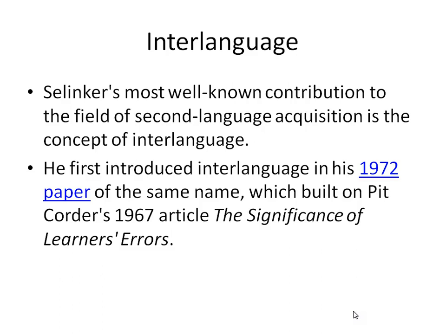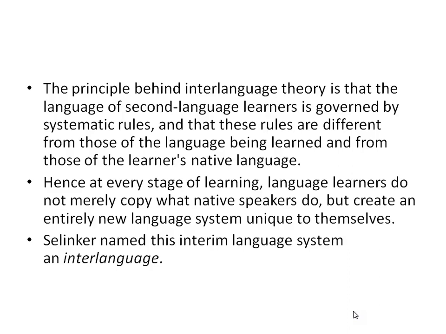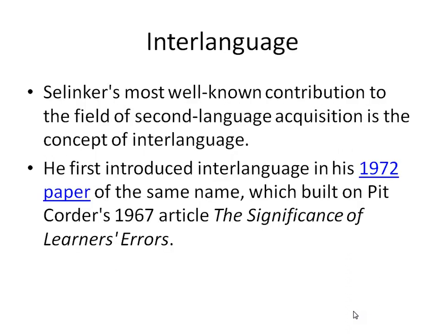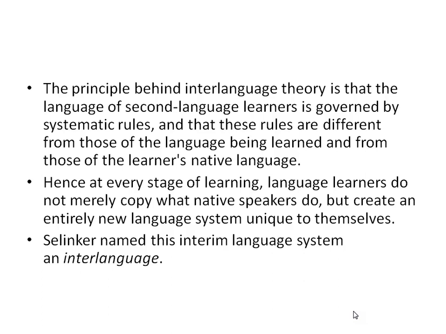Like the mixture of English and Bengali, that can be Banglish. So this independent language system is called interlanguage. And what happens? Selinker said that it happens because of language errors. There are some principles behind the interlanguage.